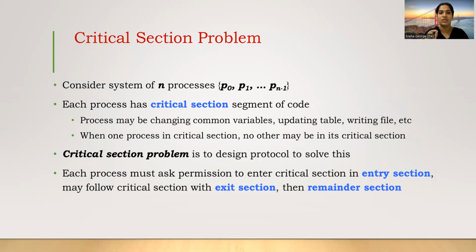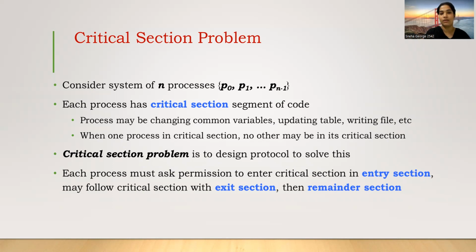The major thing that you have to see here is that when one process is in the critical section, no other process may enter the critical section. Every process will have to ask permission in order to enter the critical section. For example, there are three processes, P1, P2, P3, and P1 is currently in the critical section. When P1 is in the critical section, P2 and P3 will not be allowed to enter.